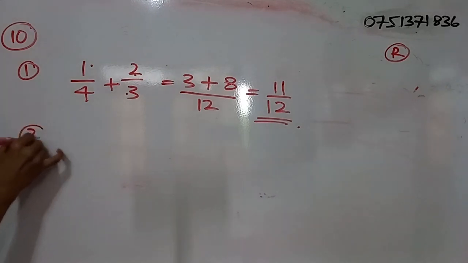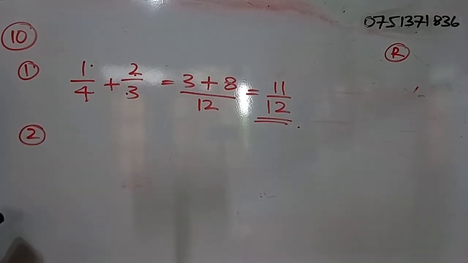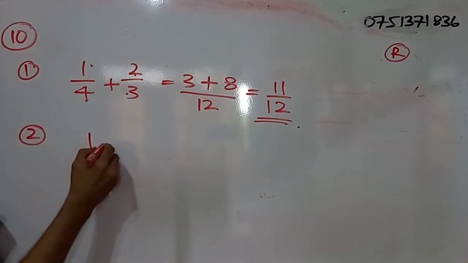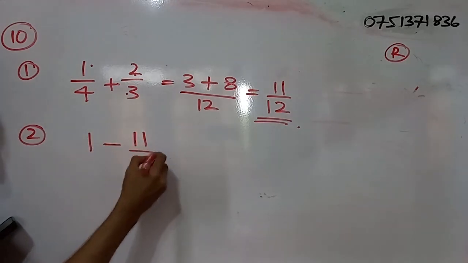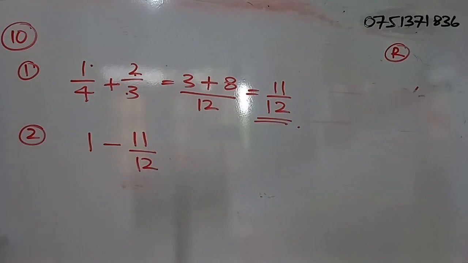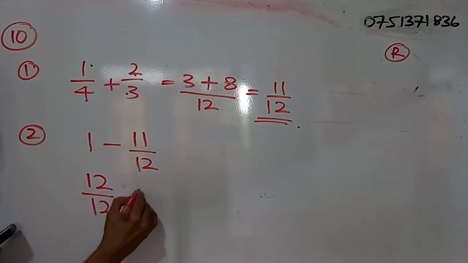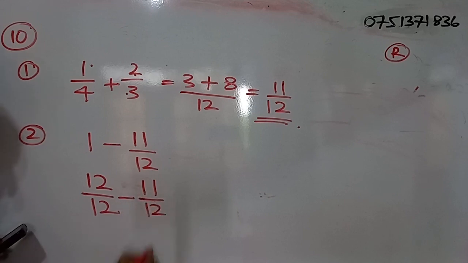Then part 2. What fraction of the whole journey remained for him to travel by the 3-wheeler? So how will we find it? From 1, we subtract 11 by 12. That means 12 by 12, from that we have to subtract 11 by 12. So what will be the answer? 1 by 12.